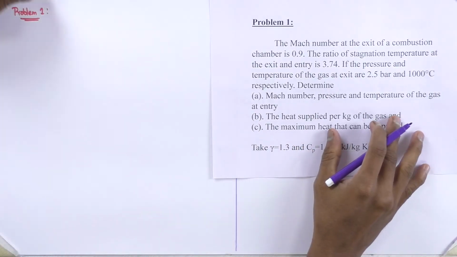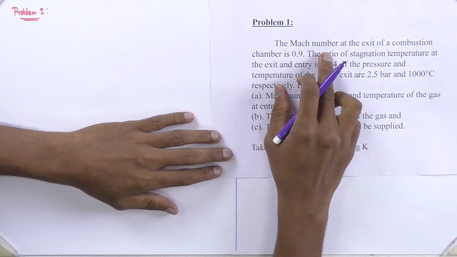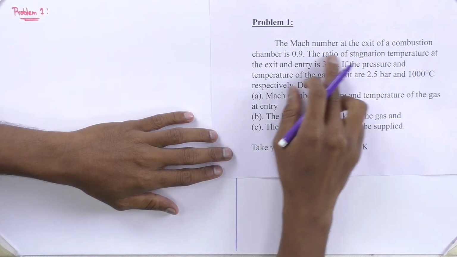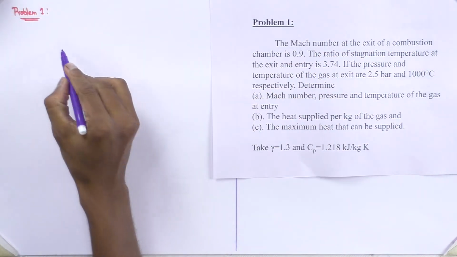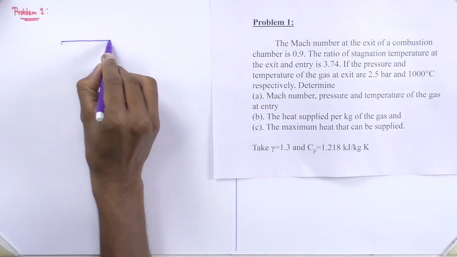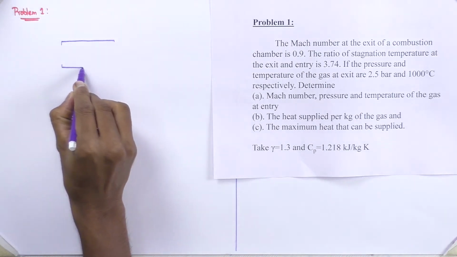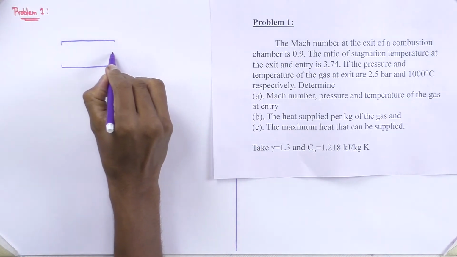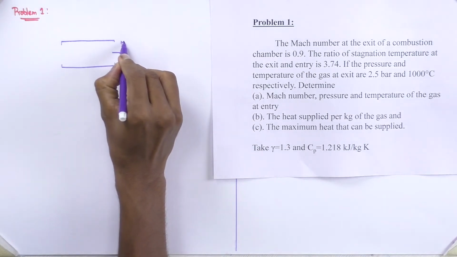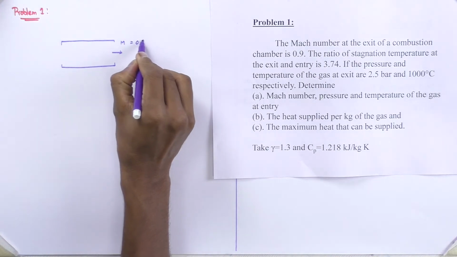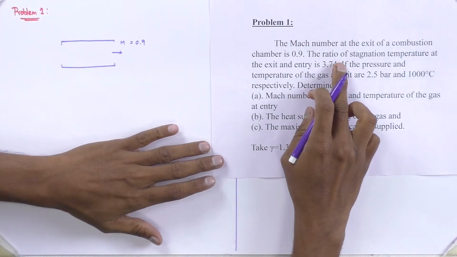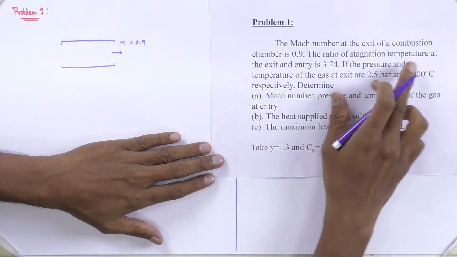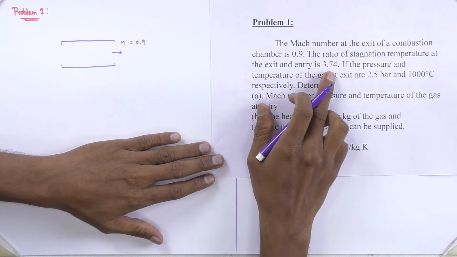Problem number 1. The Mach number at the exit of a combustion chamber is 0.9. Let's say this is the combustion chamber. At exit the Mach number value is 0.9. The ratio of stagnation temperature at the exit and entry is 3.74.